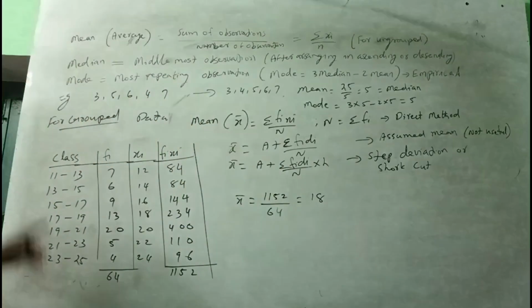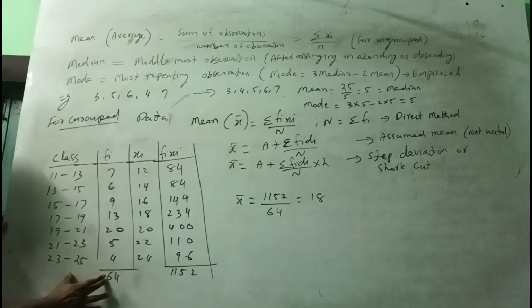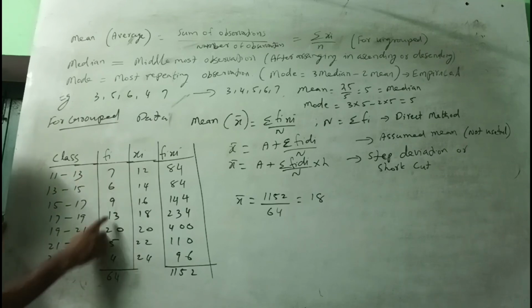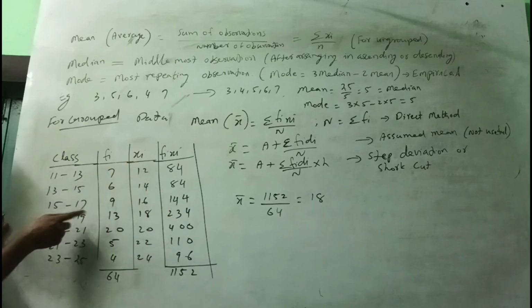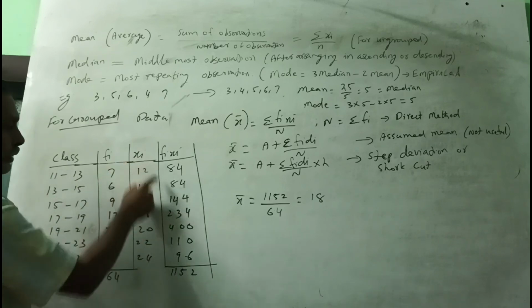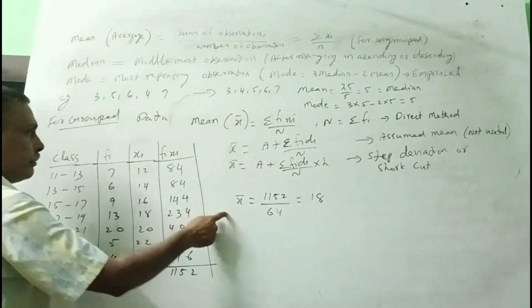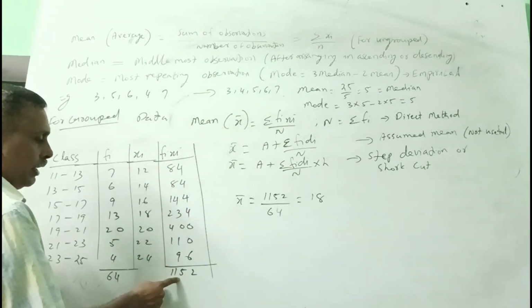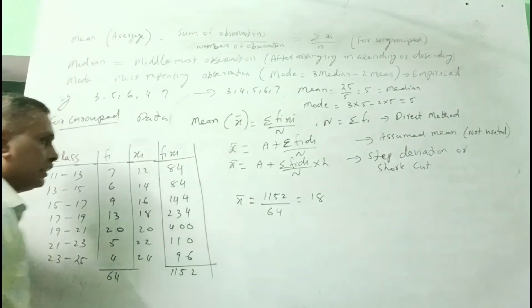Now one example: the classes are given like this, and the frequency is given. These two things will be given. This total is 64. Xi means mid values, lower limit plus upper limit upon 2. Multiply these mid values with the frequencies. I applied the direct method here. Take the total 1152 divided by the total frequency 64, and you will get 18.